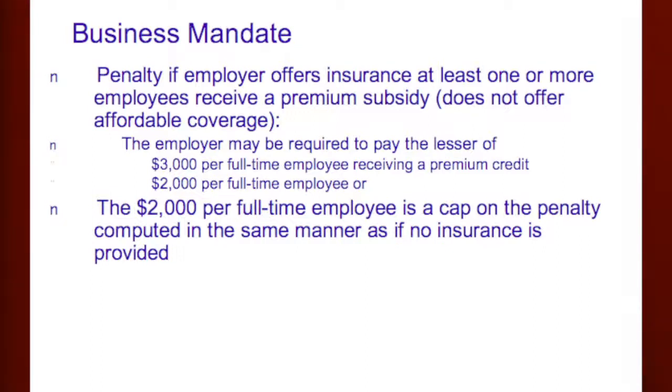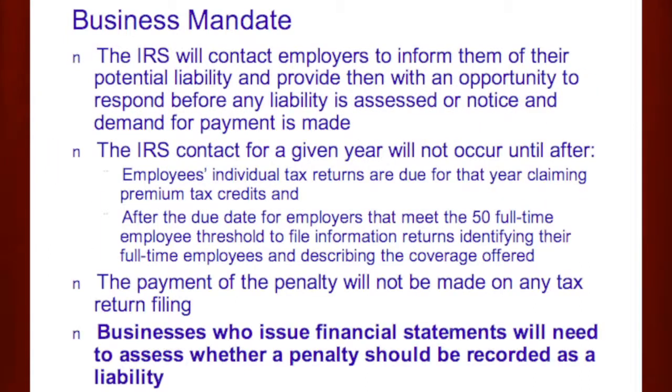The penalty amount can be no more than that $2,000 per full-time employee amount. There is a cap on the penalty when it's not affordable. Now, the IRS has said that they will contact employers when they believe the employer has a penalty, and they will give the employer an opportunity to refute that determination. Remember, it'll be after the fact, after the year end, because the government won't know what that premium credit is until after the fact.